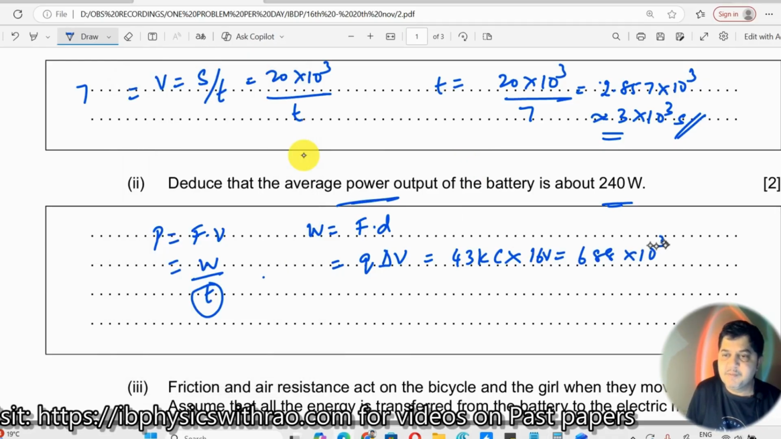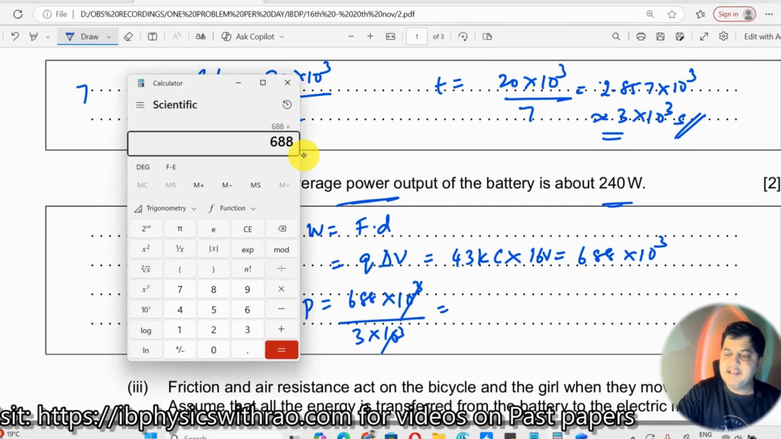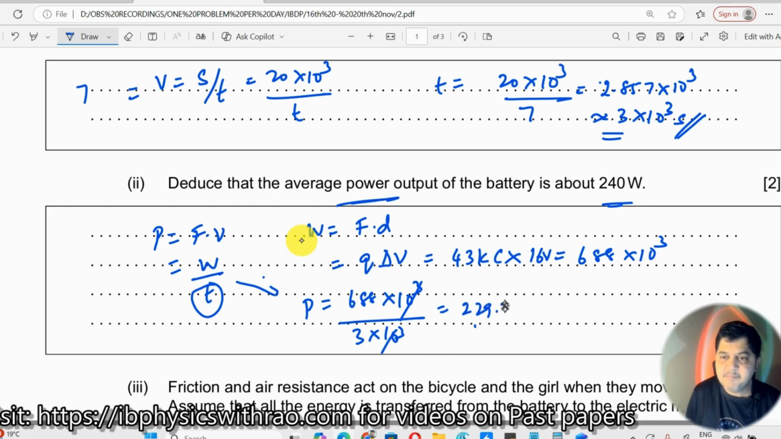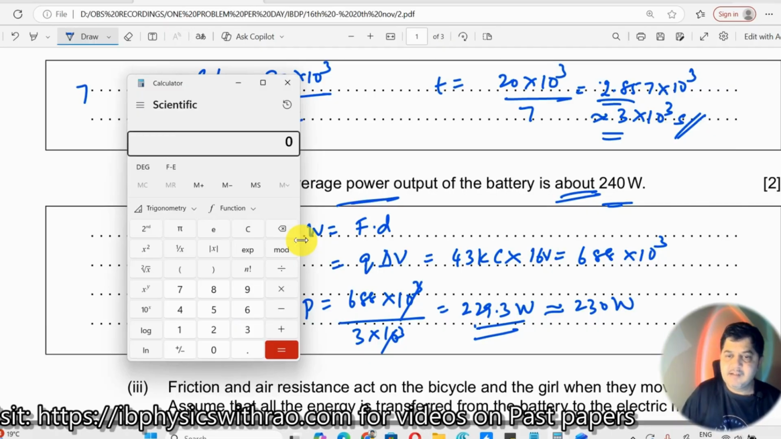688 into 10 cube. Now let me substitute this over here. So this will give me power is equal to 688 into 10 cube divided by time taken, which is 3 into 10 cube. When I do this, 10 cube goes away. So I get 688 divided by 3, which would be 229.3 watts, which is nearly 230 watt, but here it's about 240 watt. Okay, but it's very close to this one. Maybe if I substitute this value instead of taking this 3 here, let me do that also, and then show you what will exactly happen.